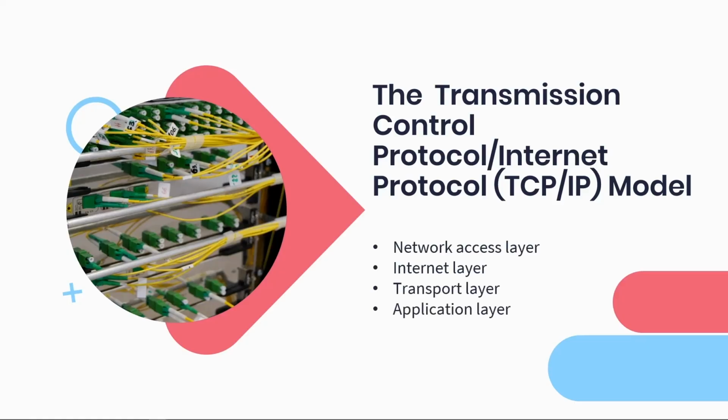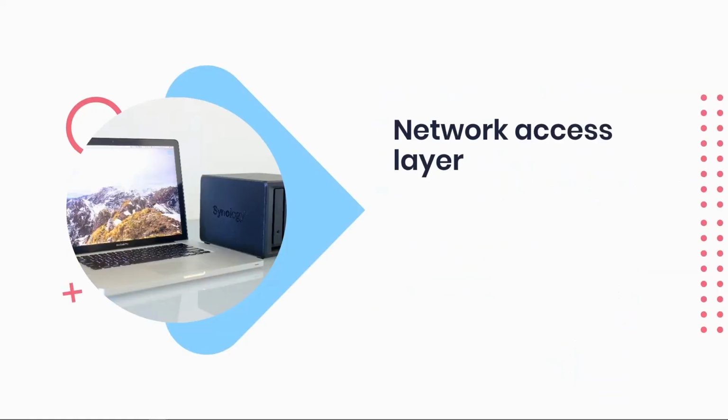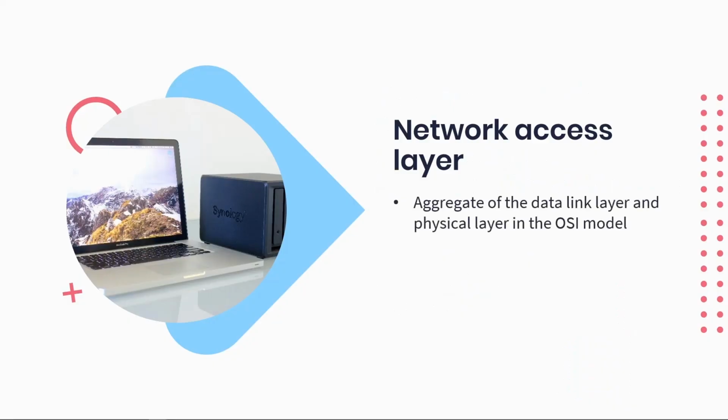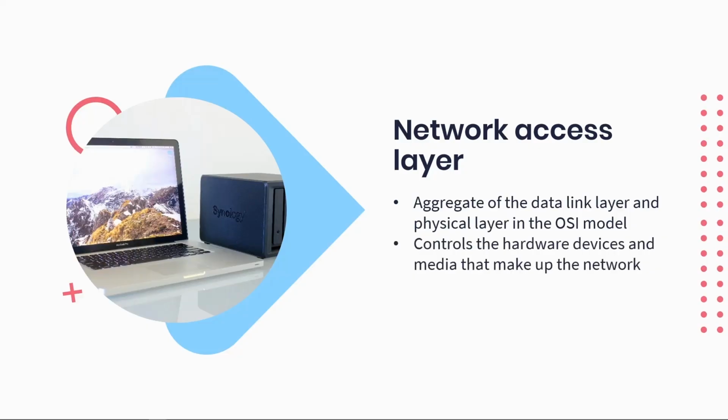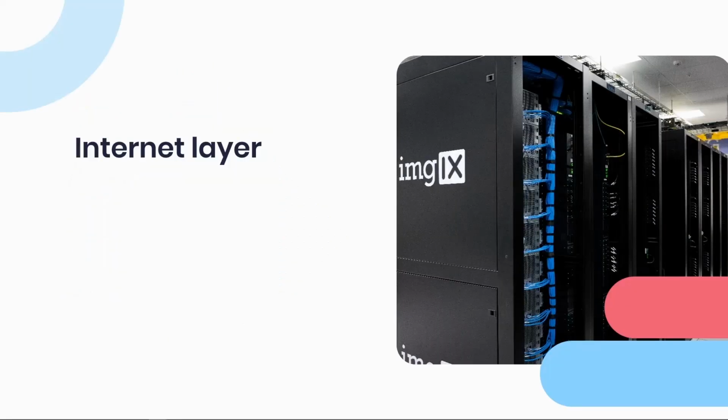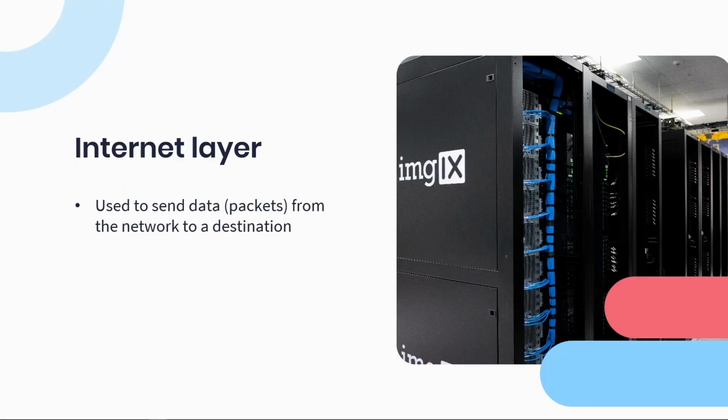The network access layer is the aggregate of the data link layer and physical layer available in the OSI model. It controls the hardware devices and media that make up the network. The Internet layer is like the network layer in the OSI model. It is used to send data packets from the network to a destination. This layer determines the best path through the network.